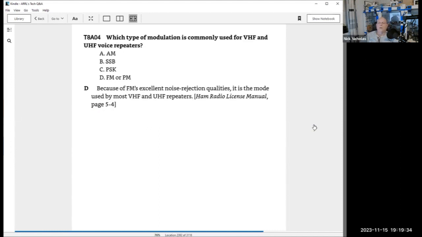Which type of modulation is commonly used for VHF and UHF repeaters? The answer is D. Again, FM or PM. Keep in mind, FM and PM are the same thing, phase modulated or frequency modulated. They just differ in how they're created.